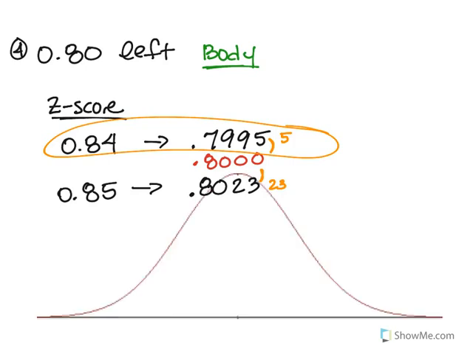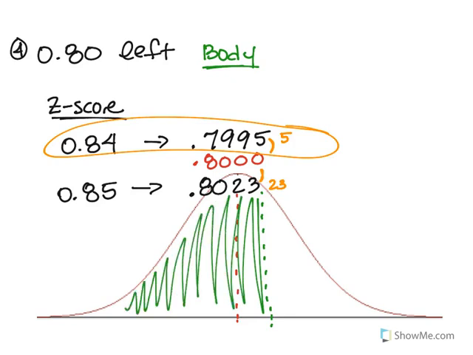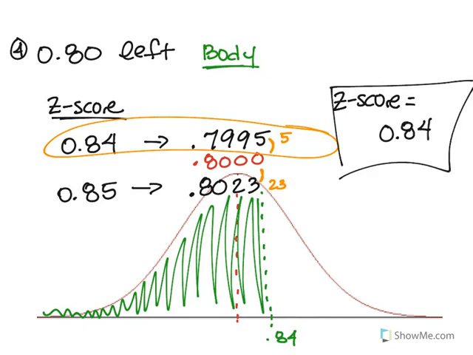Now, would it be positive? Yes, because if I shade 80% to the left, I had to start it on the what? Right side. Very good. So that would be a positive 0.84.